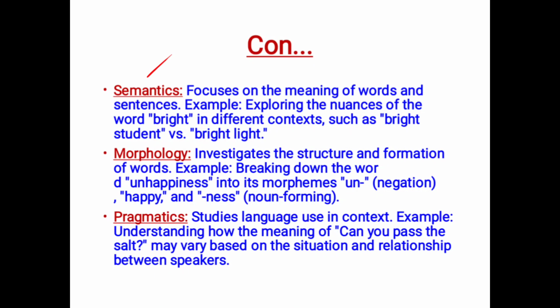Semantics is the third type, which focuses on the meaning of words and sentences. For example, exploring the nuances of the word bright in different contexts, such as bright student versus bright light. Then we have morphology, which investigates the structure and formation of words. For example, breaking down the word unhappiness into its morphemes: un is negation, happy, and ness is noun forming.